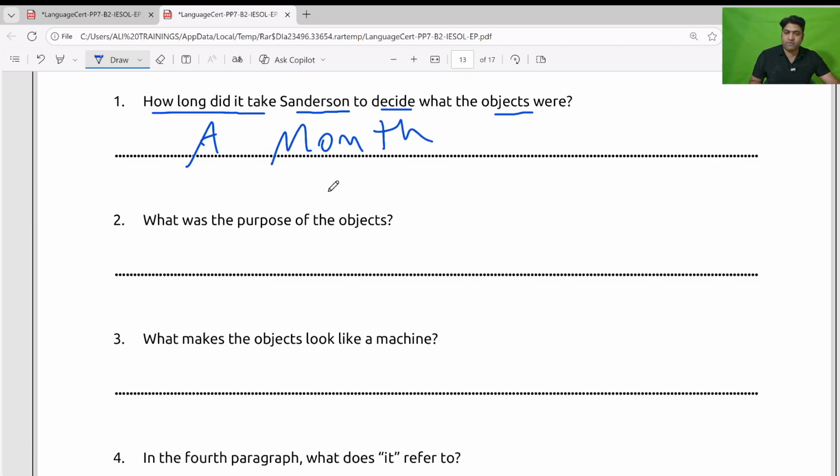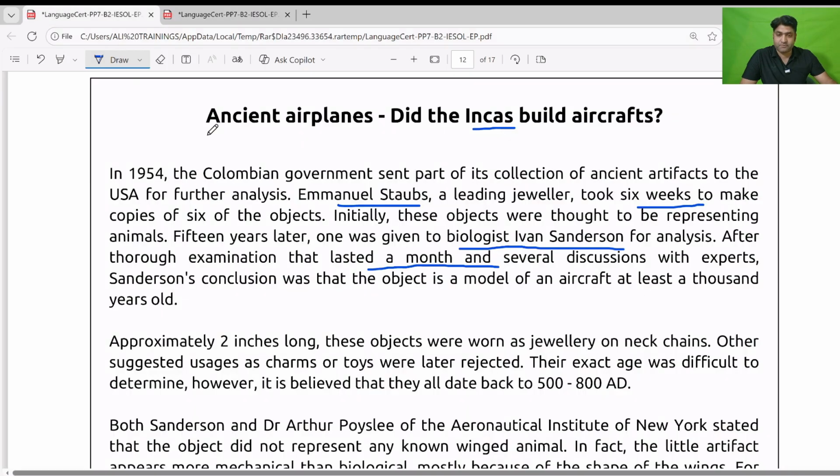So this is our first answer. Now we will move to the next question. What was the purpose of the object? The object he found, what was the purpose of that object? So we will find the purpose here.